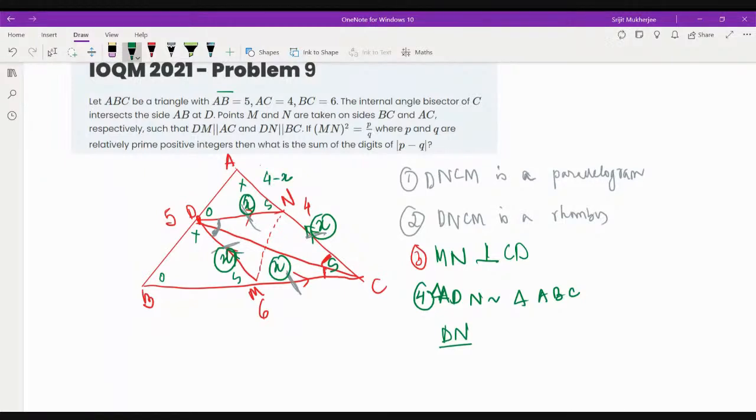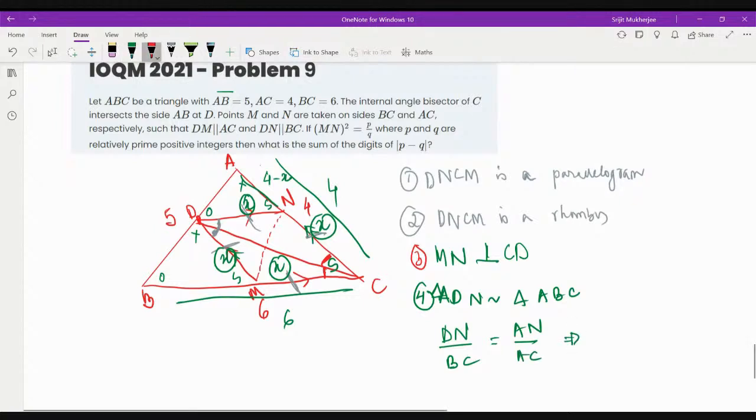So you see, you have this x over here, you have this x over here, and in this big triangle you have 4 over here and 6 over here, right? So you can use this opportunity. DN by BC is same as AN by AC, since this is similar. And you get that DN is x, BC is 6, AN is 4 minus x and AC is 4. So if you solve this out, you will get that x is equal to 2.4.